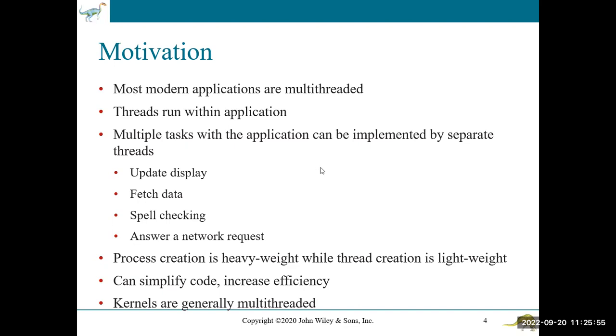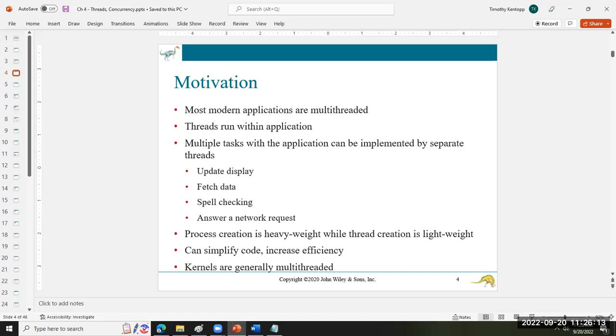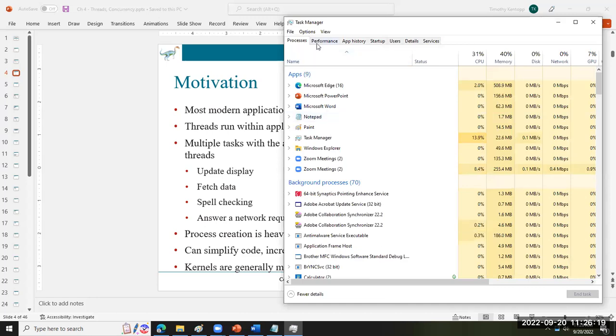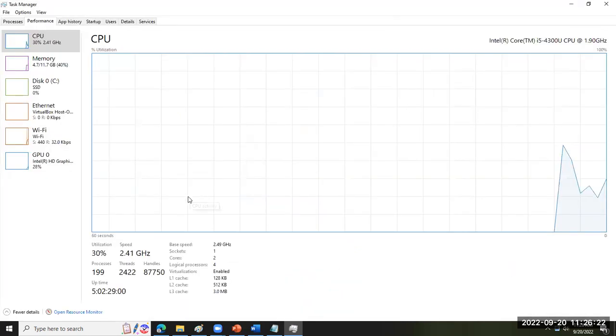So threads run within an application. Most modern applications are multi-threaded. But I want to show you something here, and this kind of speaks to why we are motivated to dive deeper into threads. Can everybody see this screen here? Yes. Right. So we have four logical processors, right? Two physical cores and two logical processors or hyper-threaded processors.